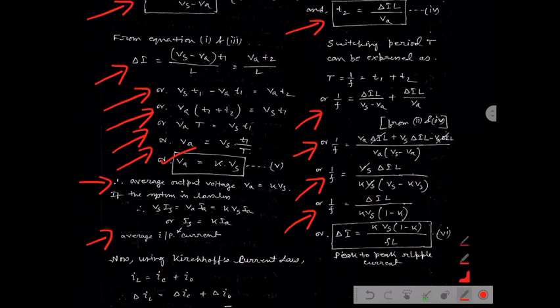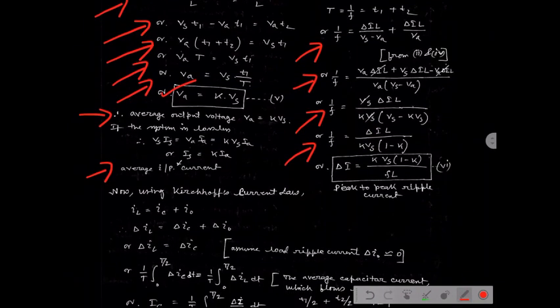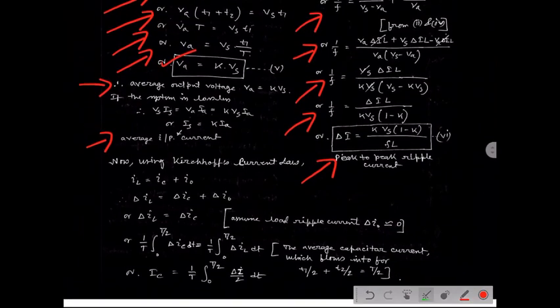So ultimately we reach the final expression: del I, the peak to peak ripple current, equals KVs into (1 minus K) divided by f into L.